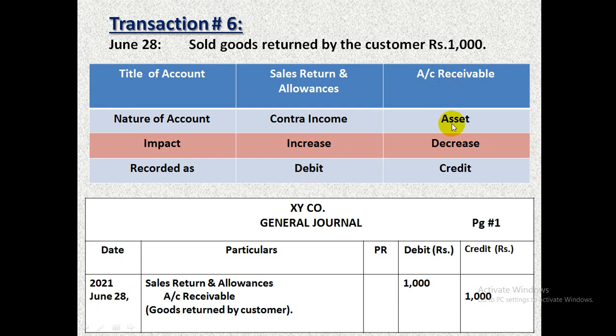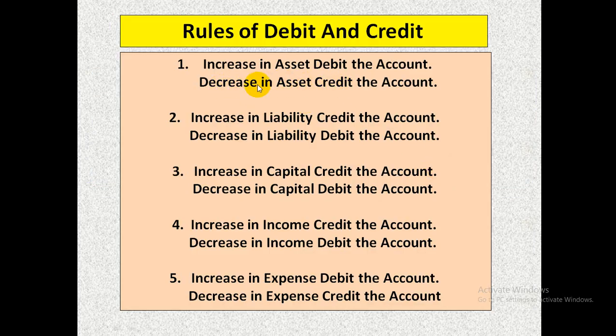Account receivable is an asset. Because this asset is decreasing, therefore it will be recorded in credit. The customer who has to pay this money to us, from whom we have to receive this money, will now not be paying us this money. We will not be receiving 1000 from him. Therefore, our account receivables are decreasing. Decrease in account receivable, which is an asset, will be recorded in the credit side. Rules of debit and credit say decrease in asset, credit the account.